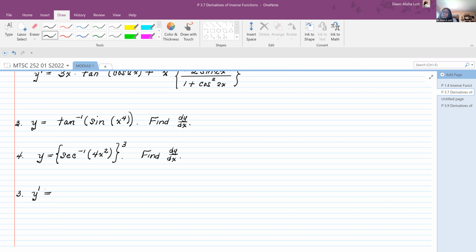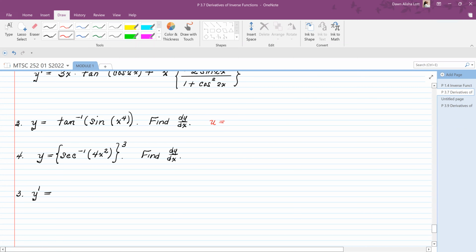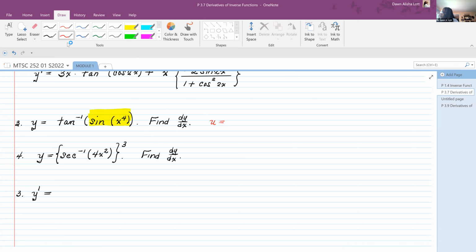And in that one, what is u? x to the fourth. Okay, actually u is the whole thing inside. Oh, the sine of x to the fourth. Yeah, so it's actually a chain rule inside of a chain rule. So u itself is the sine of x to the fourth. So now you have to do the chain rule to find du. So what is du dx?